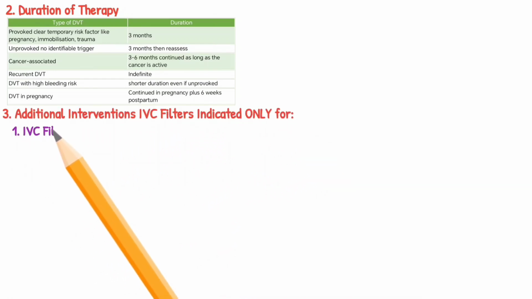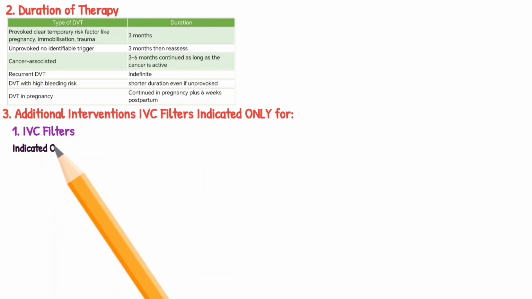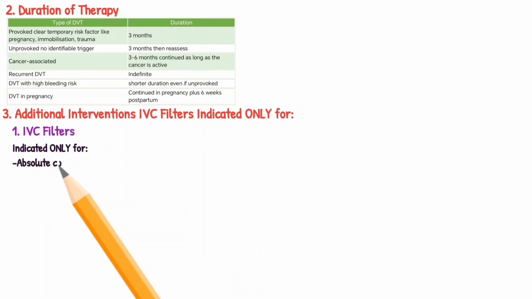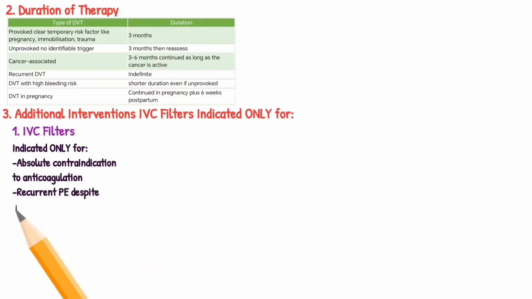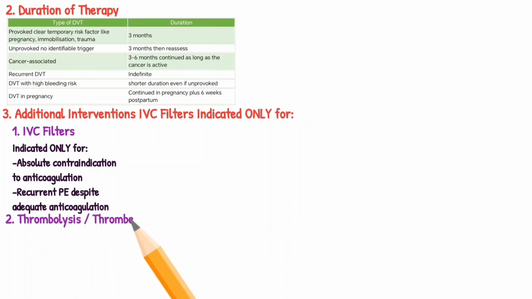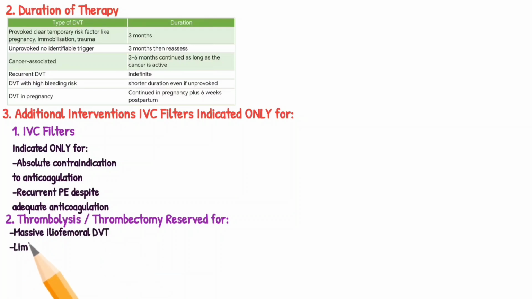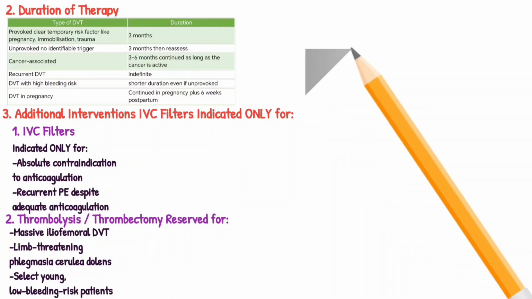Another treatment modality is the inferior vena cava filters, and this is indicated only for absolute contraindication to anticoagulation or in case of recurrent pulmonary embolism despite adequate anticoagulation. And the last modality of treatment is thrombolysis or thrombectomy, and this is reserved for massive iliofemoral DVT. Also, it can be used in limb-threatening conditions, which is the blue limb, and in selected patients who carry a low risk of bleeding.